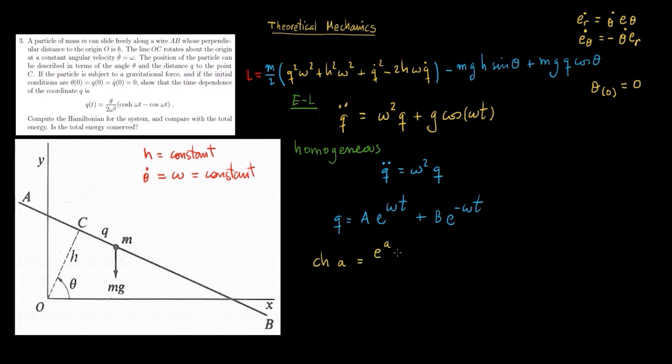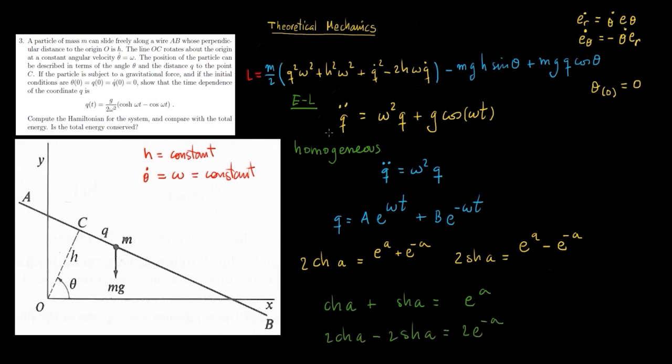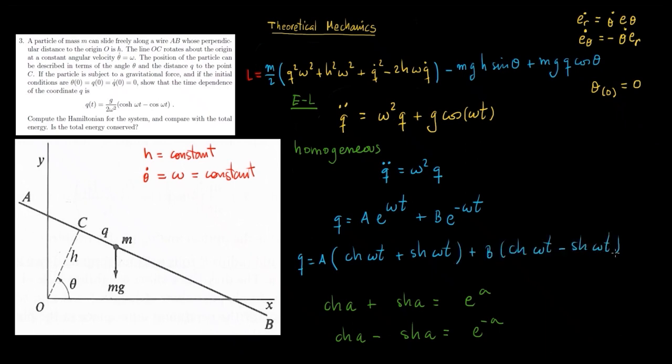Remember, hyperbolic cosine is e to the x plus e to the minus x over 2. Similar thing for hyperbolic sine. Multiply by 2. Let's sum. Let's delete the 2's. And if you subtract, then you obtain e to the minus x. If we substitute, then we obtain a times hyperbolic cosine omega t plus hyperbolic sine omega t plus b, and the same thing but with a minus.